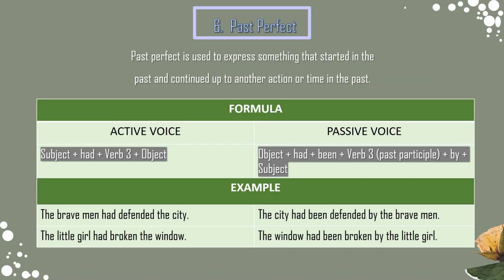And this is the example. In the first example, which is the active voice example, the brave man had defended the city. And we change into the passive voice: The city had been defended by the brave man. The next example, the little girl had broken the window. And we change to the passive voice: The window had been broken by the little girl.